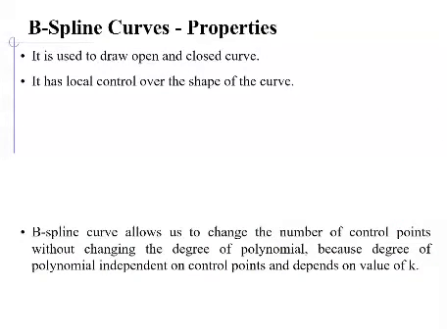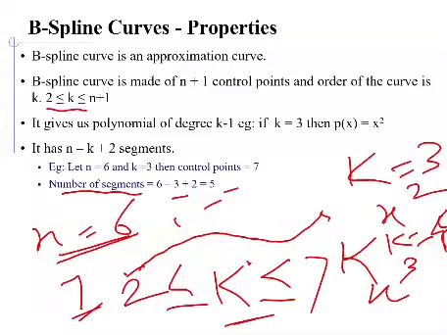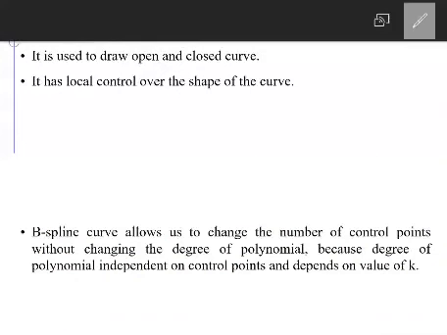Next, the B-spline curve property is that it is used to draw open and closed curves. We can draw an open curve like this, or we can draw a closed curve. So it is used for both purposes. It has local control over the shape of the curve. That is the basic property of the B-spline curve. In the Bezier curve there is global control, meaning if we change a single control point, it changes the entire shape of the curve. But here that does not happen. Here it has local control over the shape of the curve.